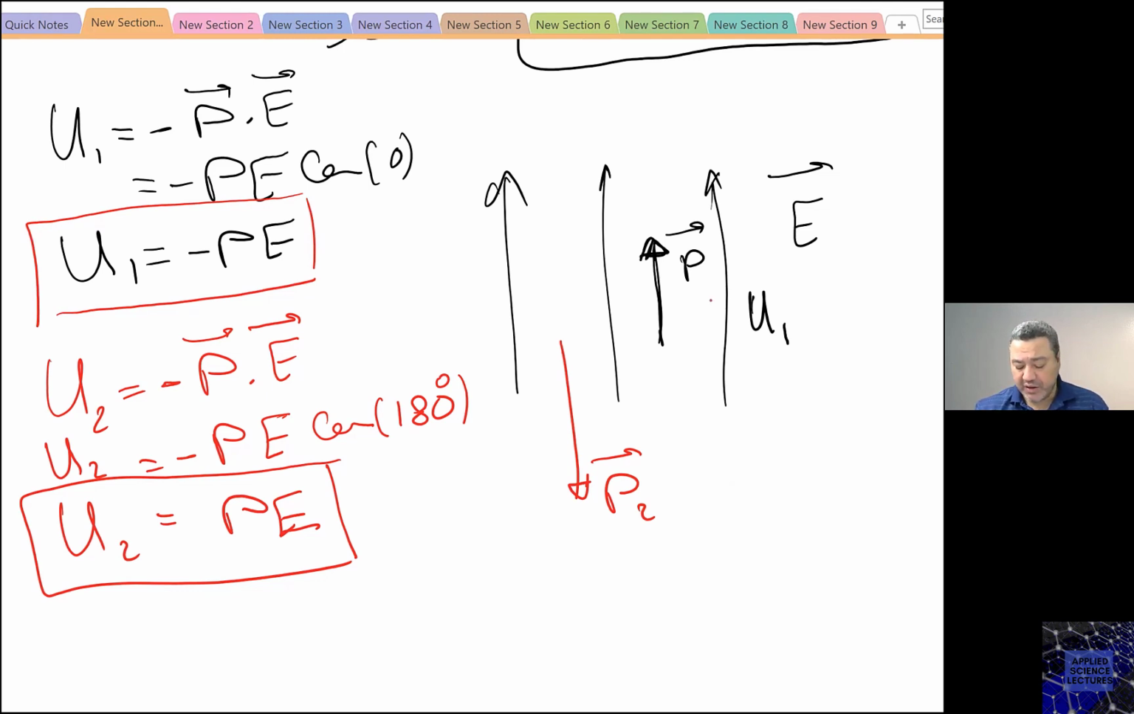So that's why if you release this dipole from rest, it will flip such that it is always aligning with the electric field, which means it is going from the high electric potential energy toward the lowest electric potential energy, and this is in the existence of a uniform electric field.